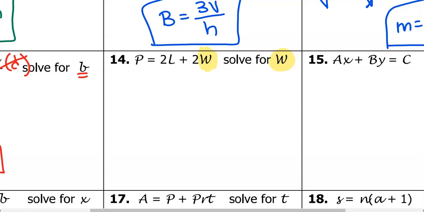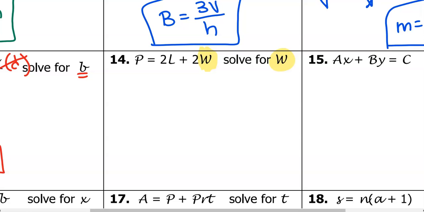What else is attached to W? There's a 2L. How is the 2L attached to it? Addition. So eventually I'm going to have to subtract it. See how taking a second and getting a game plan helps? You know what you're going to have to do. Now let's do it. Are we going to divide by 2 or subtract 2L first? Subtract it. This time we're going to subtract first.